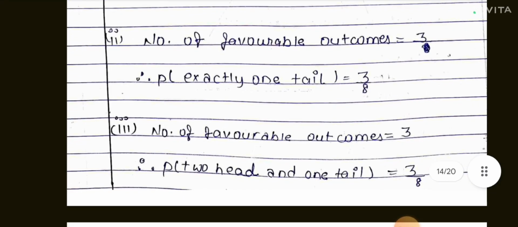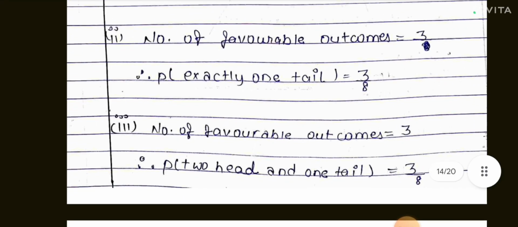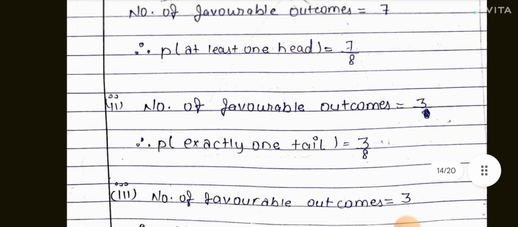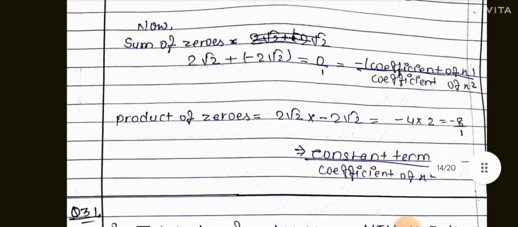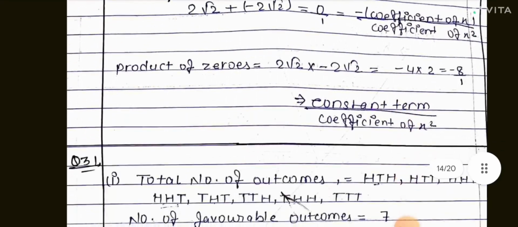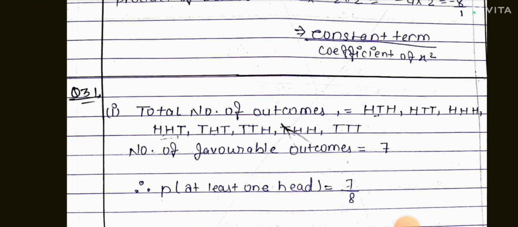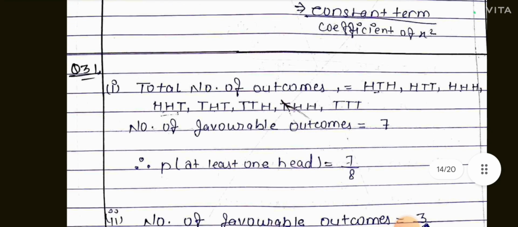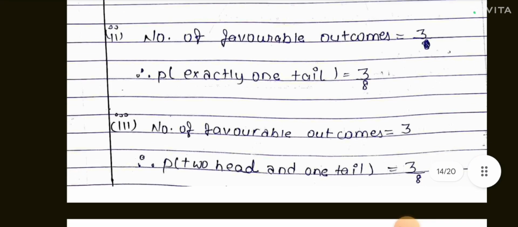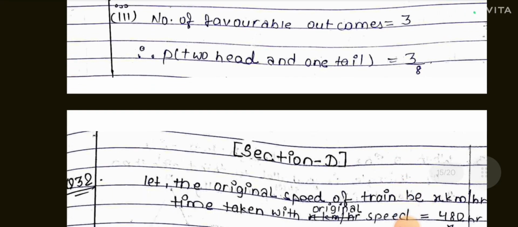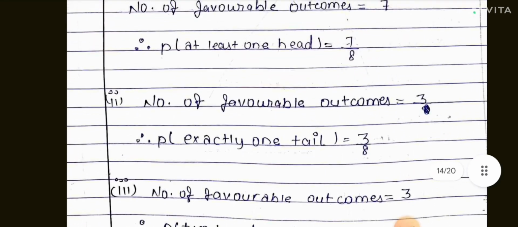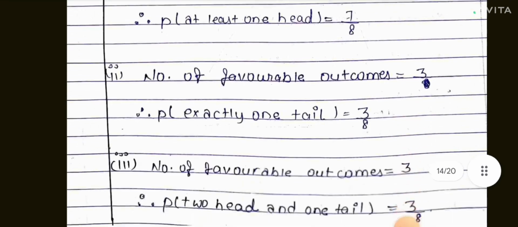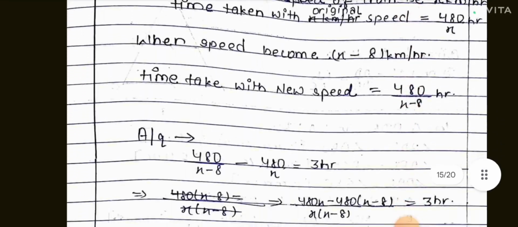How? Because the question is saying to find the probability of 2 heads and 1 tail. 2 heads 1 tail means here you can see head head tail, head tail head, and tail head head. So total again 3 favorable outcomes. So probability will be 3 by 8. In this we can see question number 31. Now question 32.